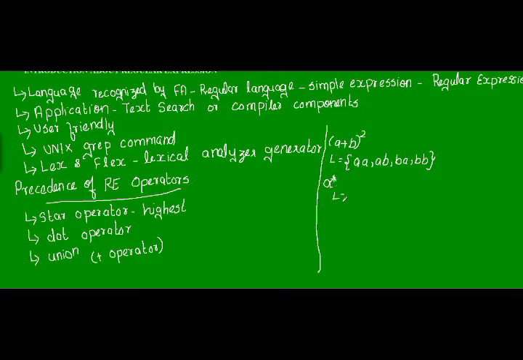Suppose my regular expression is a power star. Then the language will be all the combinations of a including the null value: a square, a cube and so on. Suppose my regular expression is a power plus. The language will be all the combinations of a, that is a square, a cube, a power 4 and so on, excluding the null value.